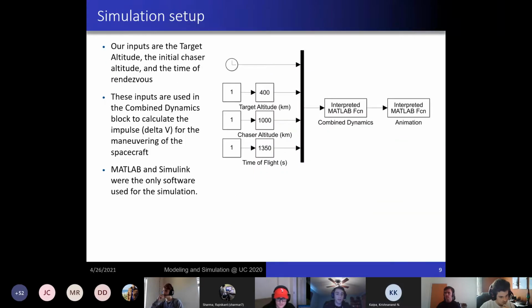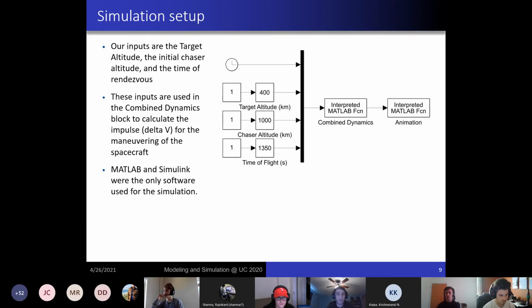The inputs to our models are the altitude of the target, the initial altitude of the chaser, and the time from the impulse to rendezvous. The combined dynamics block then takes these inputs and calculates the initial velocities of the target and chaser to start the simulation in circular orbits. It then calculates the required impulse to rendezvous with the target. The chaser and target positions and their orbiting paths are then drawn within the animation block.